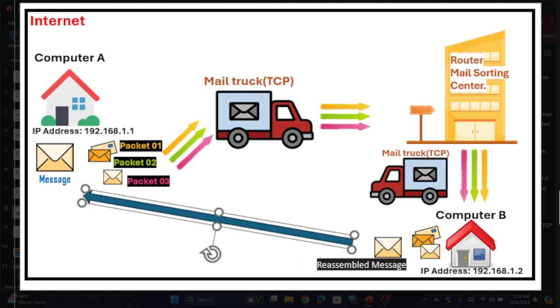So this is the summary of this part. The IP address is like our house address. Just like every house has a unique address so that the mailman knows where to deliver the mail, every computer on the internet has a unique address called an IP address.